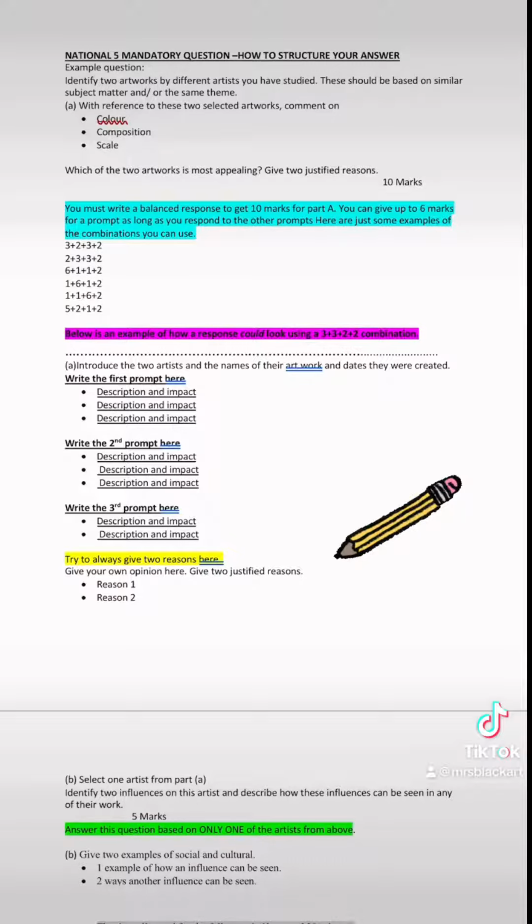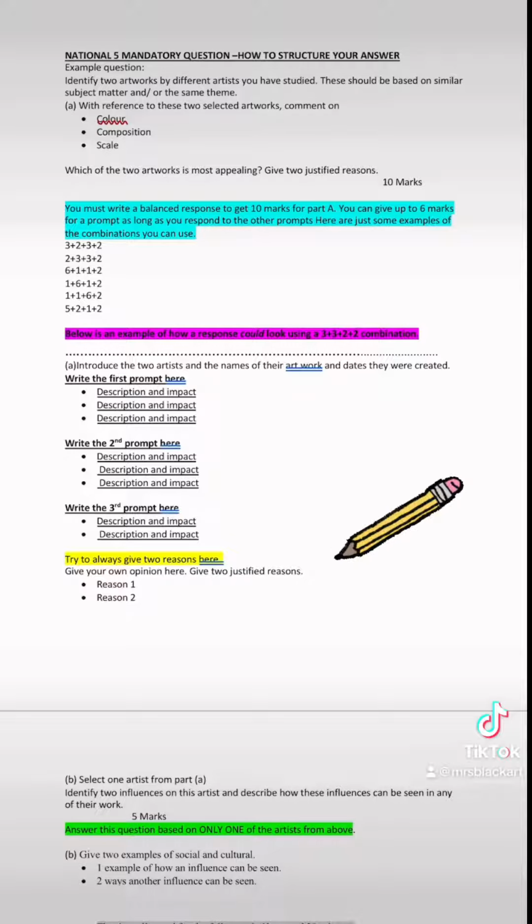This is highlighted underneath the blue section. Under the pink section, I have shown an example of how a response could look using a 3 + 3 + 2 + 2 combination. So you must start by introducing the 2 artists and the names of their artwork, and the dates that they were created, at the beginning of your essay.